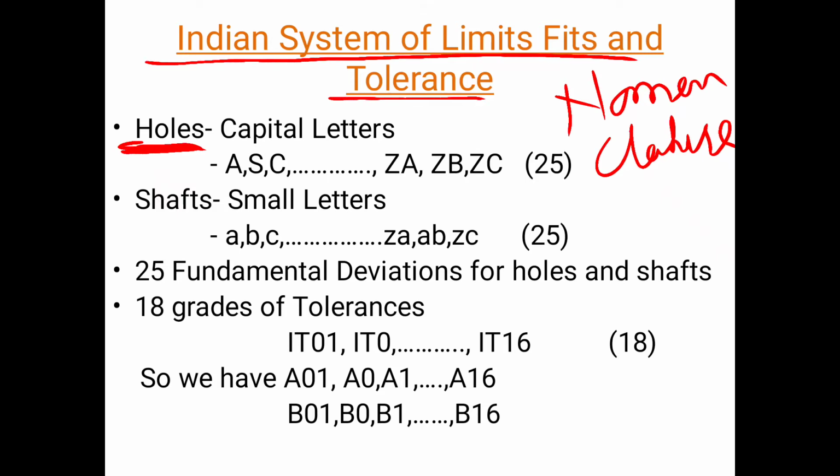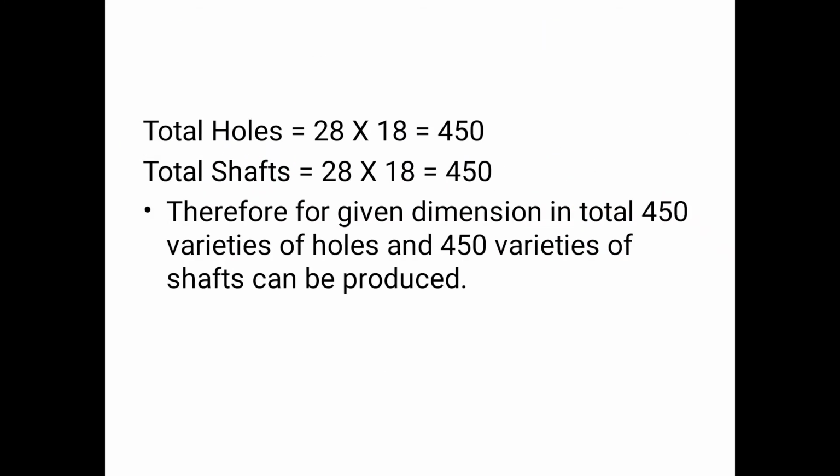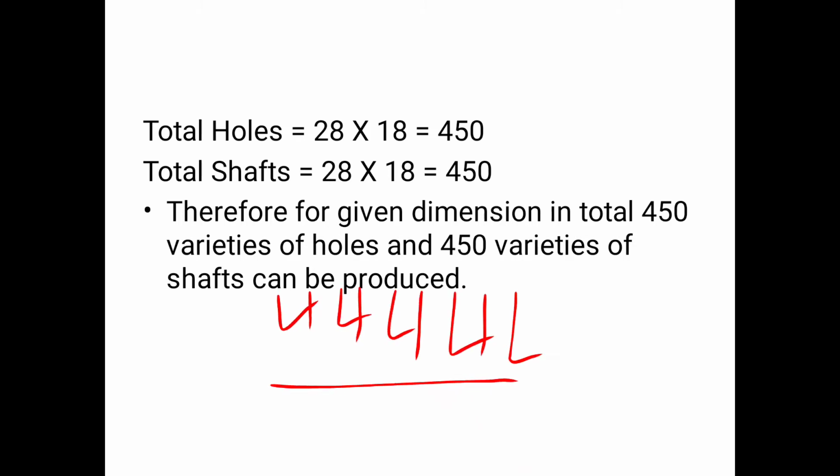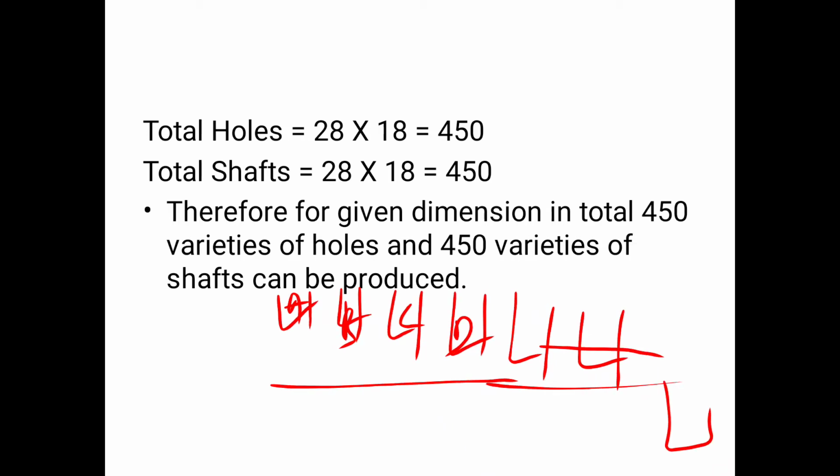In the hole based system, holes are represented by capital letters, that you can see: this is A, then B, C, D, and so on up to ZA, ZB, ZC. So nowadays there are 28 types of holes for a single basic size. These holes are viewed like this: this is A type, B, C, D, and so on up to here.